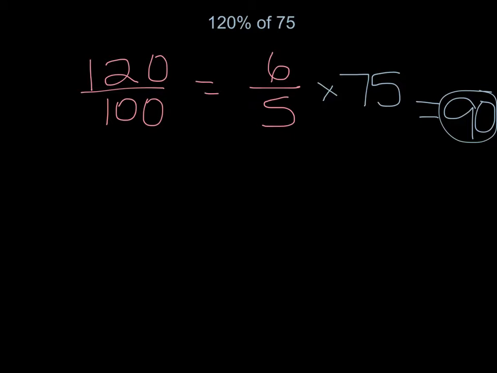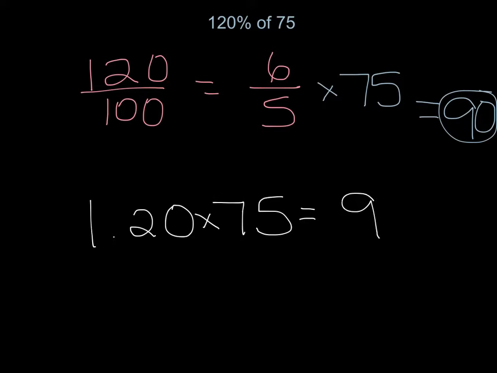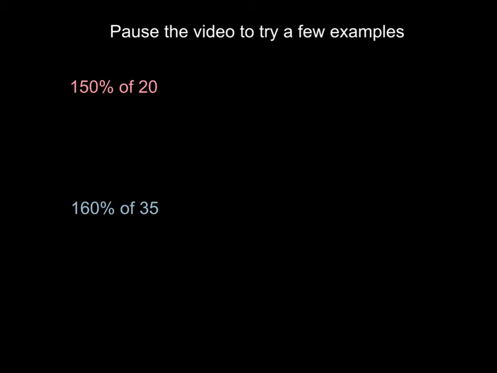The next way you can do it is by turning the percent into a decimal. So to do that, your decimal point is behind the last 0. You move it 2 places to the left and you get 1.2. You multiply that by 75 and you're going to get 90 as well. So there's 2 different ways that you can do percents over 100. You can turn it into a fraction and multiply, or you can turn it into a decimal and multiply. Pause the video to try a few examples.